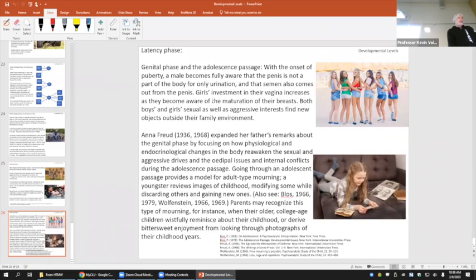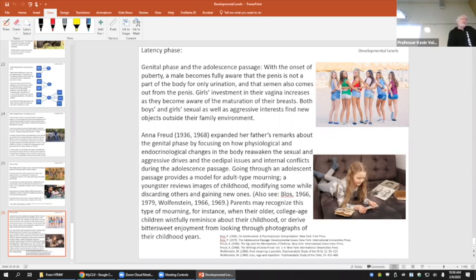And then the genital phase, the adolescent passage, onset of puberty. The male becomes aware he has a penis, and it's not just part of the body for peeing. You can get girls pregnant, all that kind of stuff. Girls invest in their vaginas and the maturation of their breasts, et cetera. The secondary sexual characteristics become very important. Anna Freud focused on how physiological, endocrinological changes in the body reawaken all the earlier issues from the earlier developmental stages. Okay.